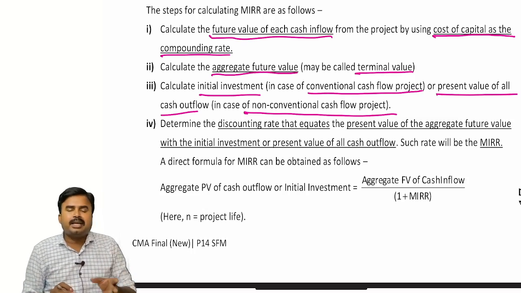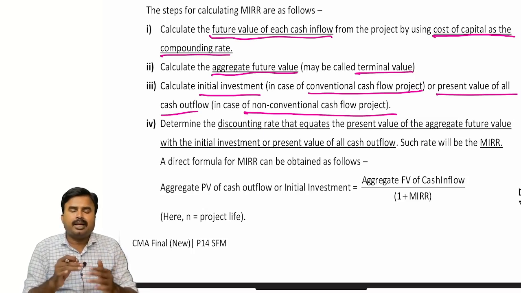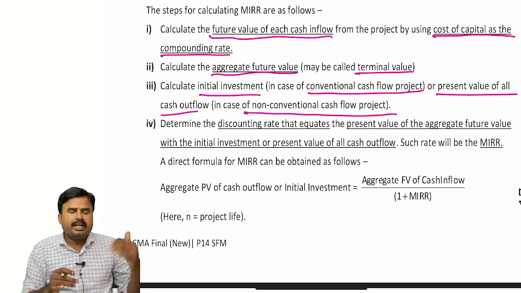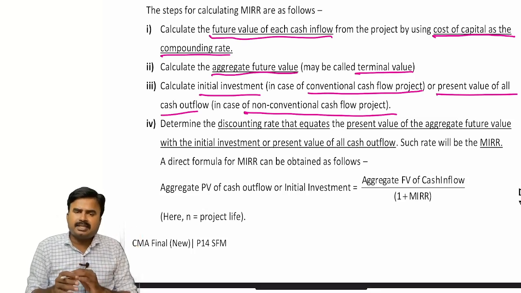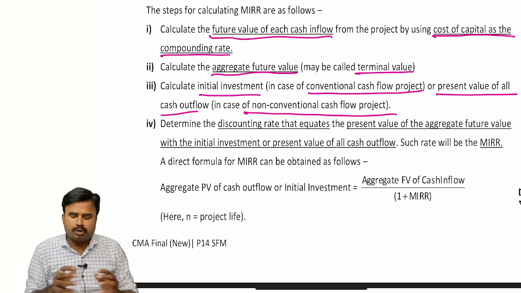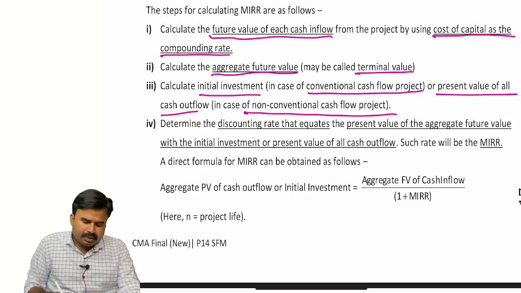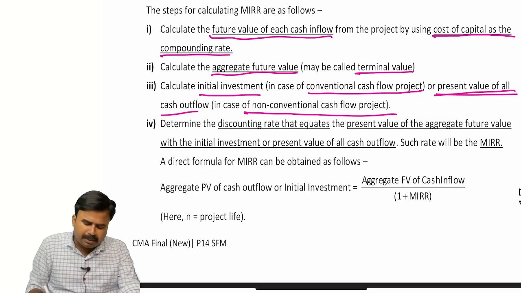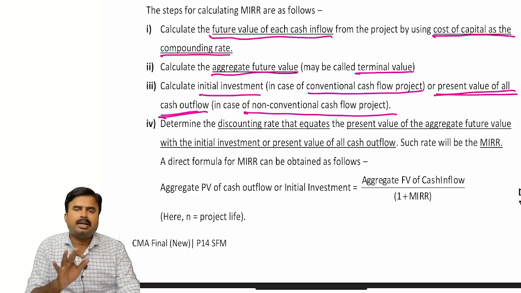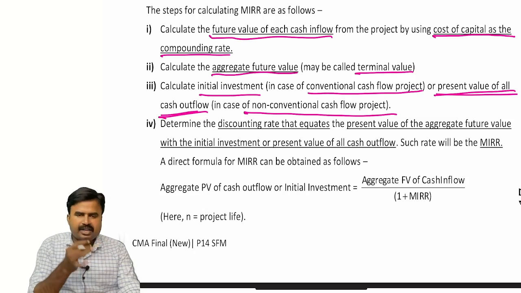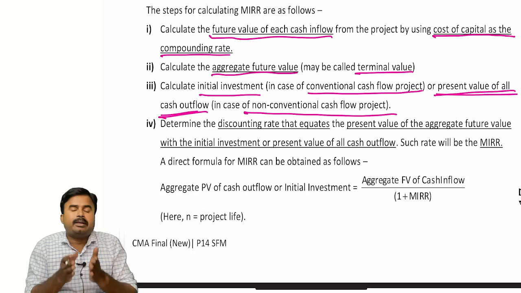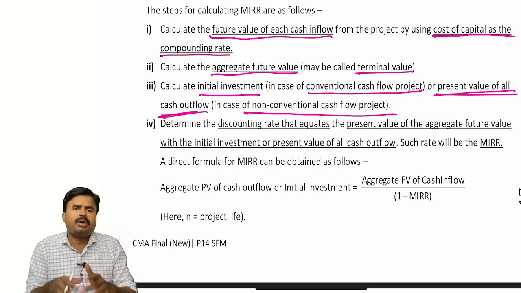In case you see more than one cash outflow, like in year 0 there will be one outflow, at the end of second year there will be another outflow, at the end of fourth year there will be another outflow, like that, if you see multiple cash outflows, then such a cash flow pattern is known as a non-conventional cash flows pattern. So what's your job? In case of non-conventional cash flows, calculate present value of all cash outflows. Ultimately, arrive at the initial investment if it is a conventional cash flow, or the present value of cash outflows. Simply speaking, in zero terms, I need present value of cash outflows or initial investment.